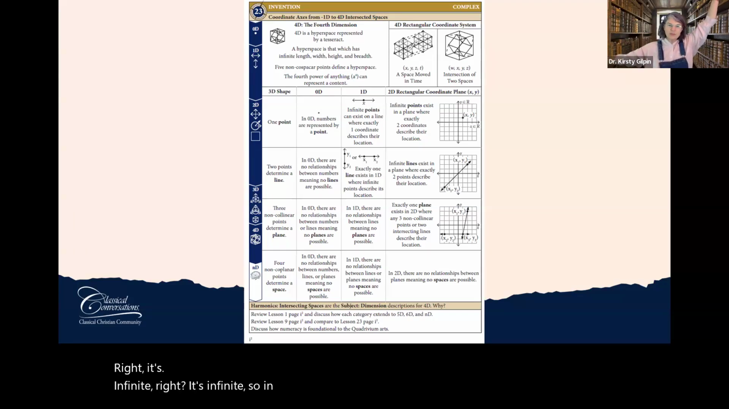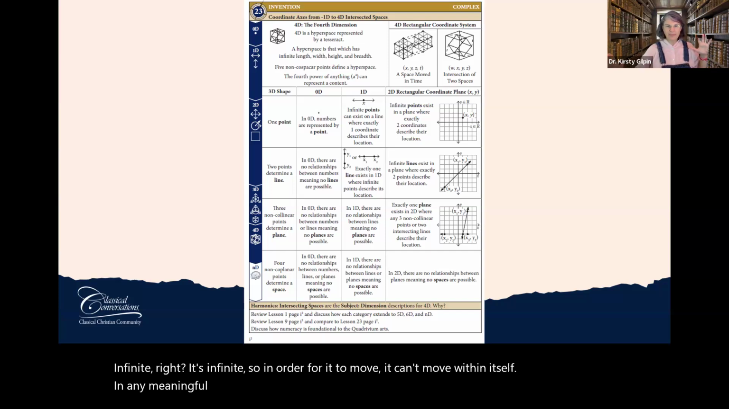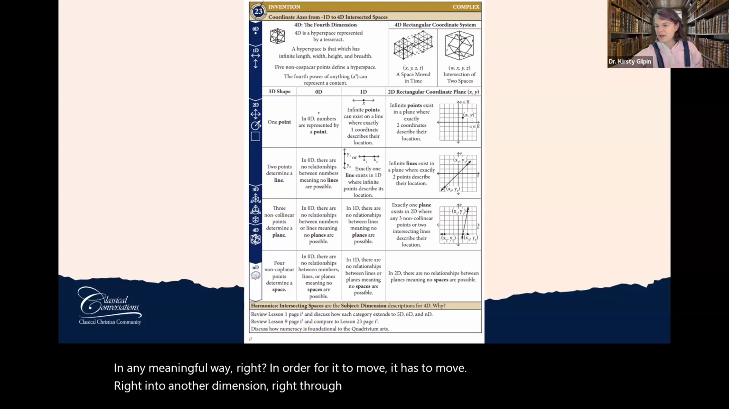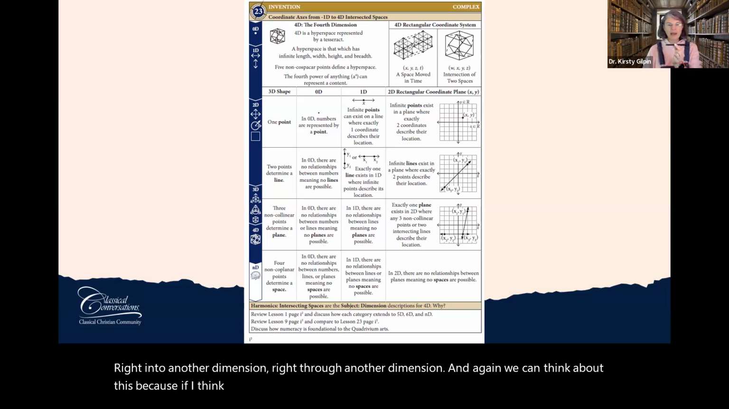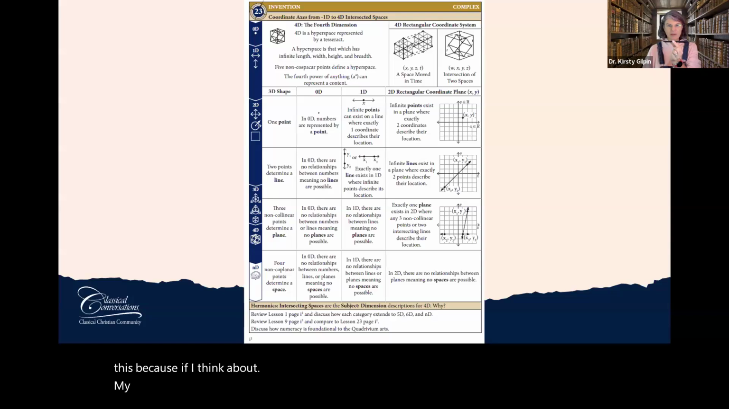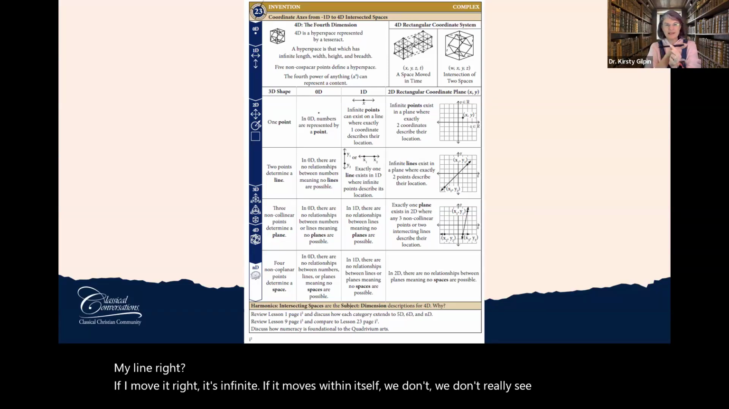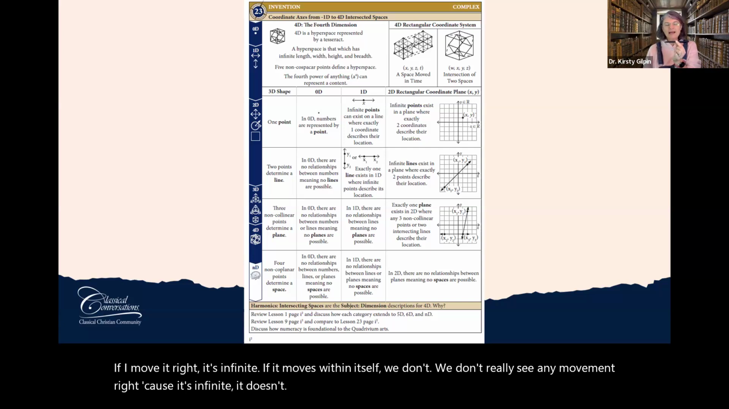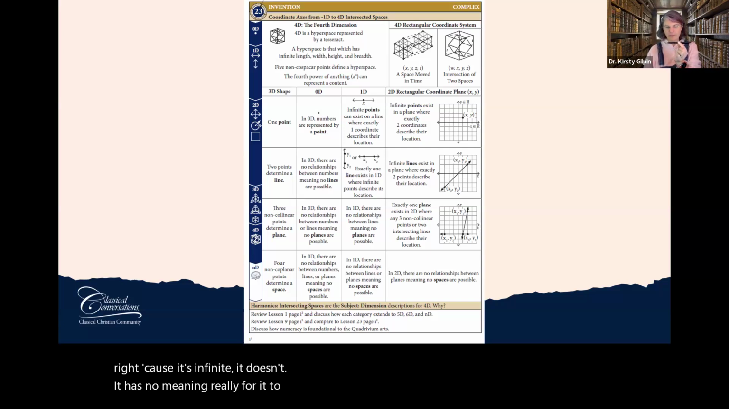So in order for it to move, it can't move within itself in any meaningful way, right? In order for it to move, it has to move into another dimension, through another dimension. And we can think about this because if I think about my line, if I move it, it's infinite. If it moves within itself, we don't really see any movement, because it's infinite. It has no meaning really for it to move within itself.